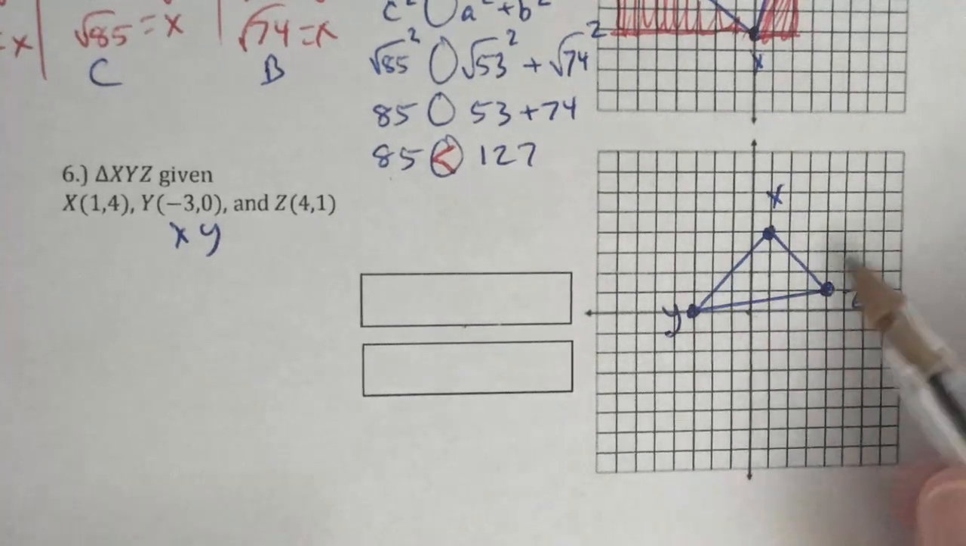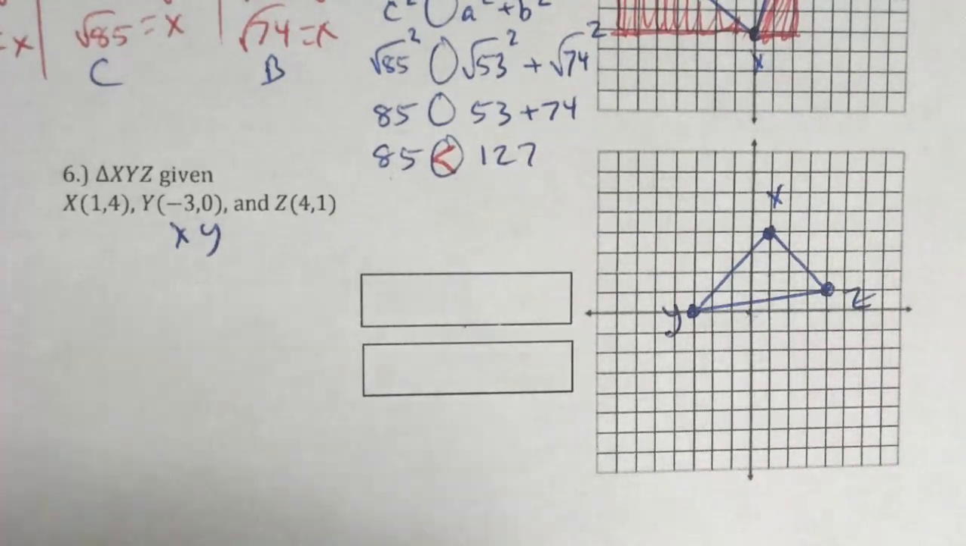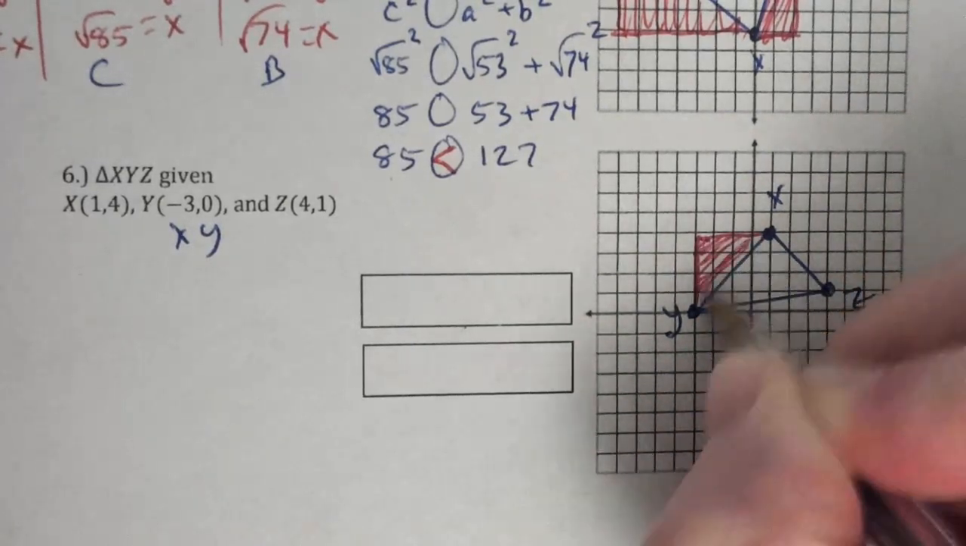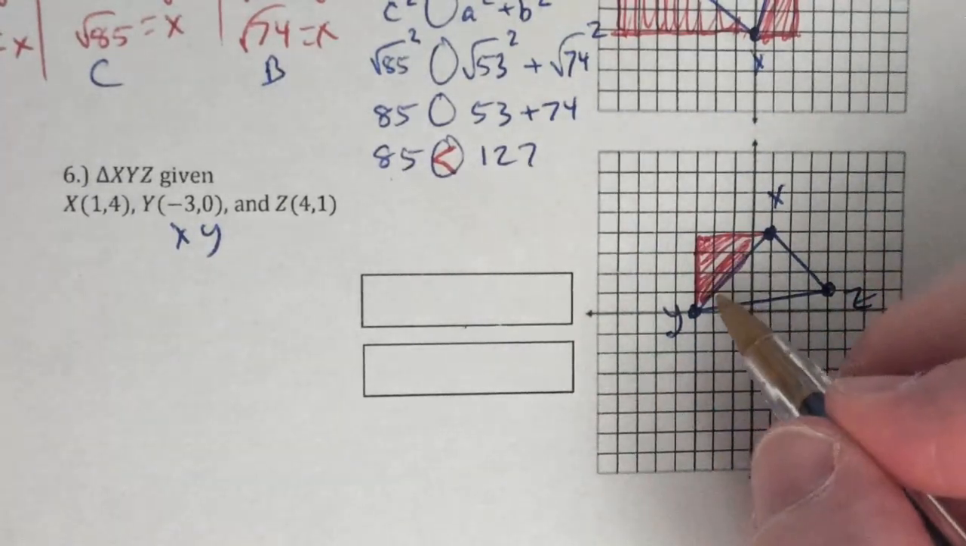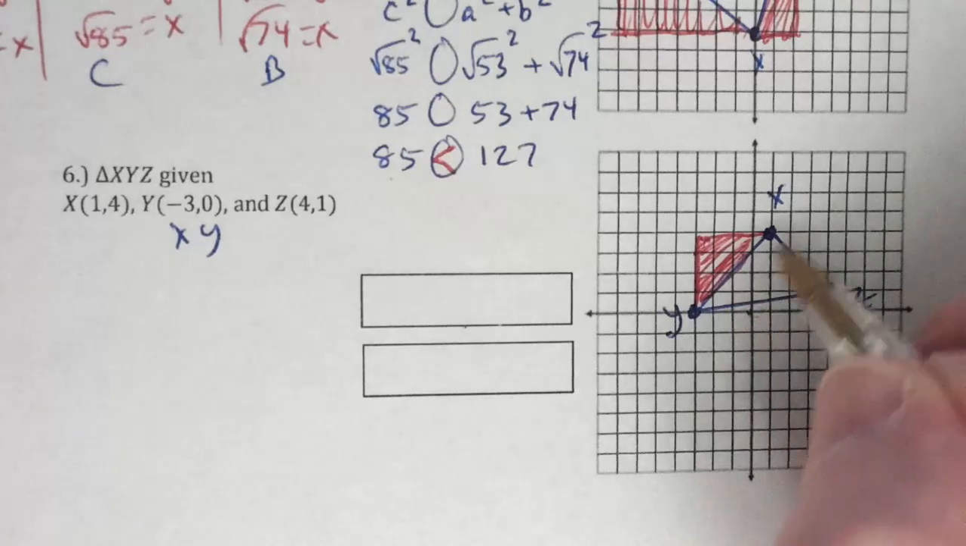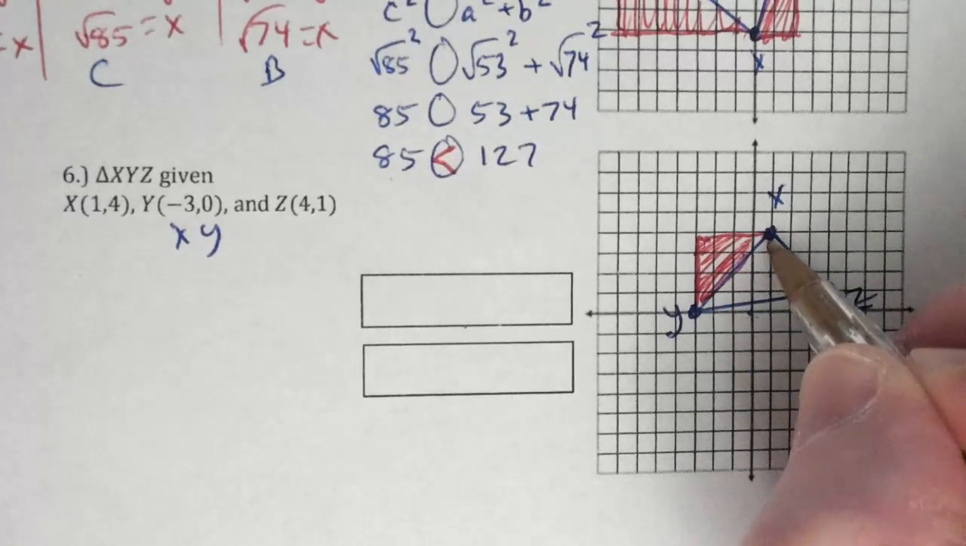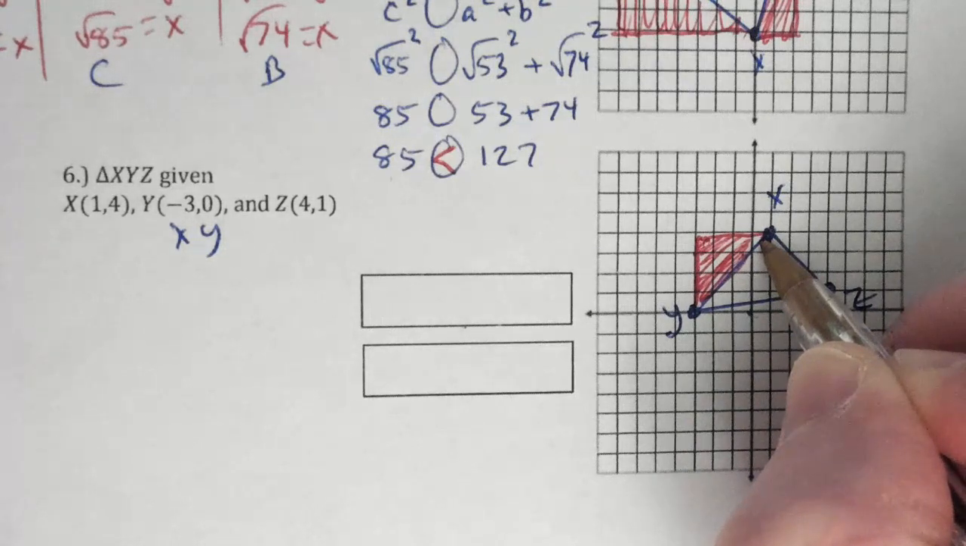Okay, so on this one, let's go ahead and find all of our distances. And I'm going to go a little faster on this one. So x to y right here, that is, you ever feel like you did something wrong?